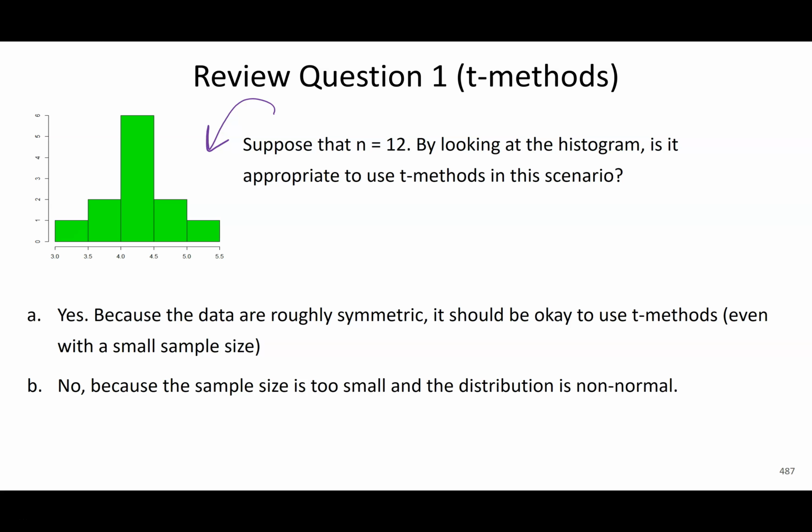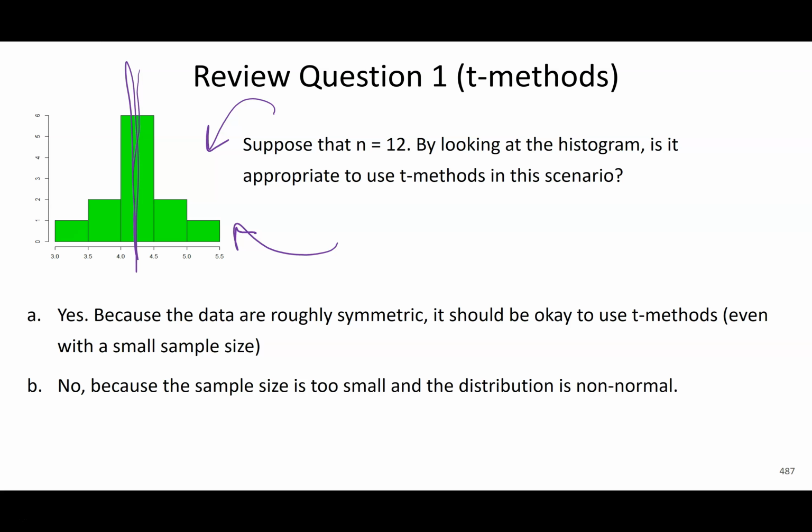Okay, so a sample size of 12 is fairly small. So that indicates if we want to use t-methods, the histogram has to look pretty good. It should look symmetric, maybe roughly normal. So looking at this, it does. I could probably draw a line right down the middle, and it does look roughly symmetric.